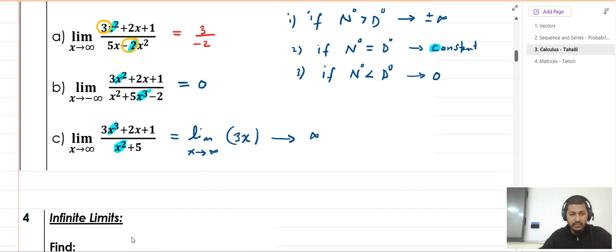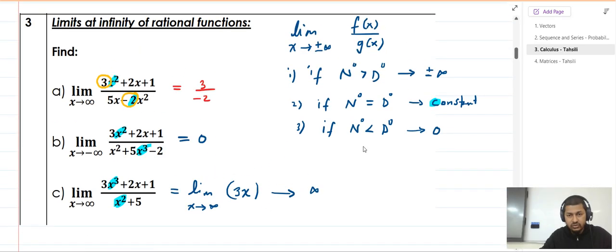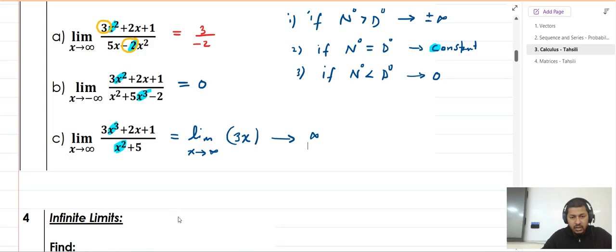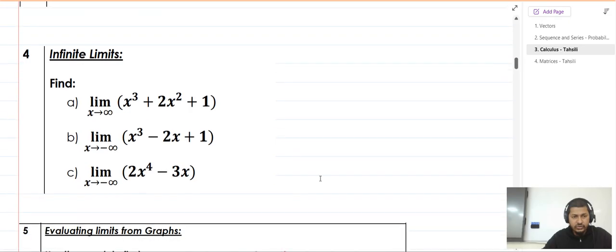Okay, so I hope you guys understood these 3 rules and applying them to the various problems here, and I gave you all 3 types. Just in case if I put negative infinity here, then your answer would have been negative infinity. Anyways, let us continue to infinite limits. Infinite limits is just basically directly substituting infinity inside.